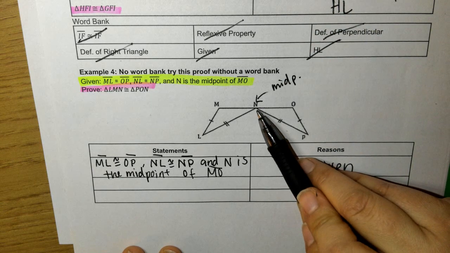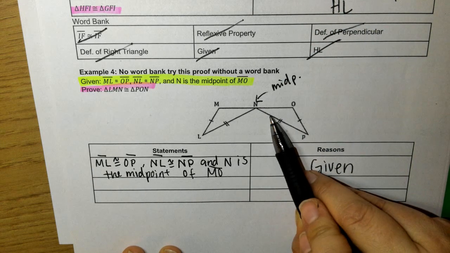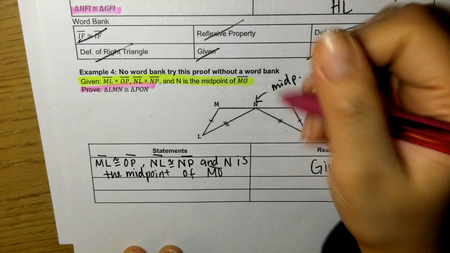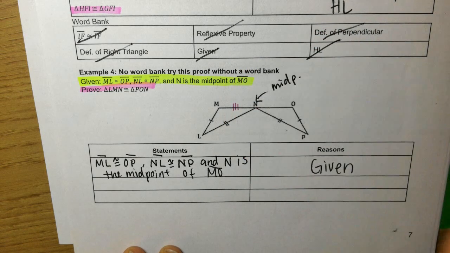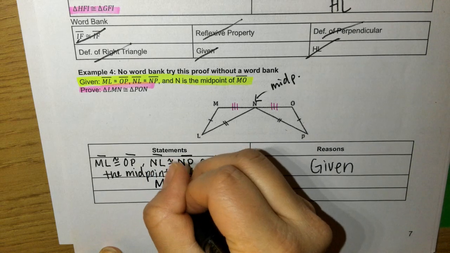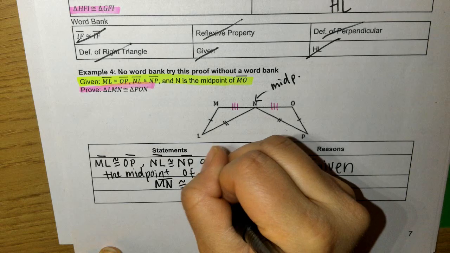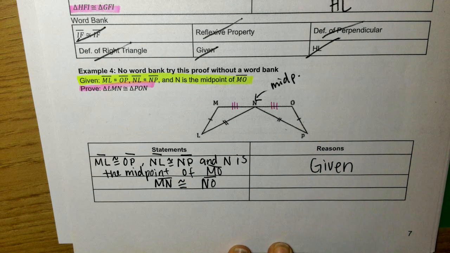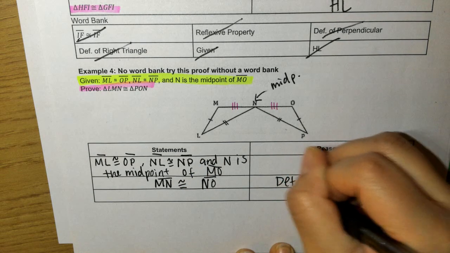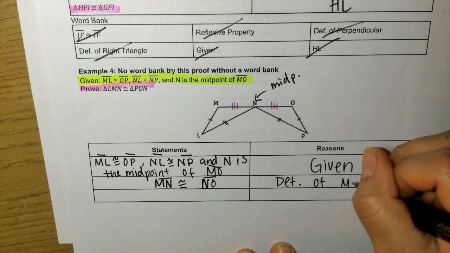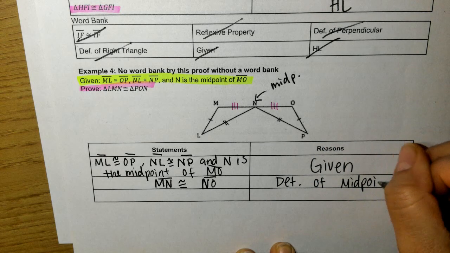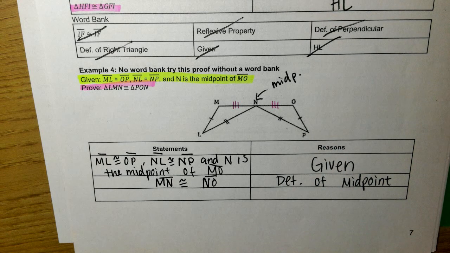I know midpoints create equal segments. Therefore, I know that MN is the same as NO. Did they say that here? No, they didn't. That could go in my next statement. MN is congruent to NO. Why is that? Definition of midpoint. We talked about that at the beginning when we filled out that table.